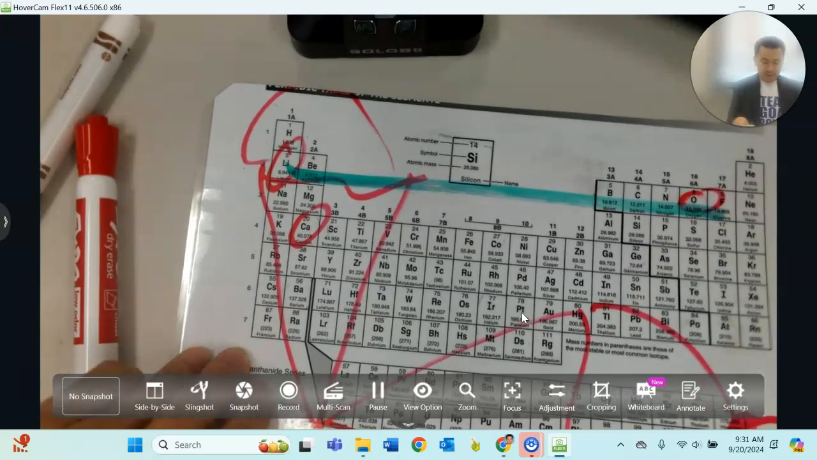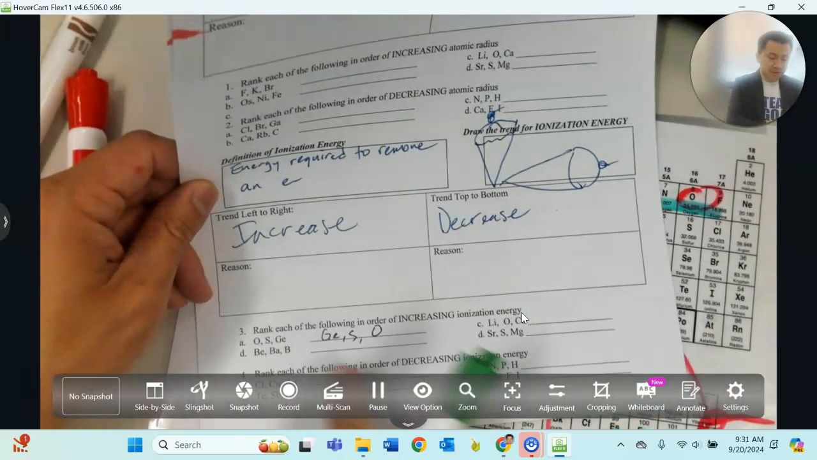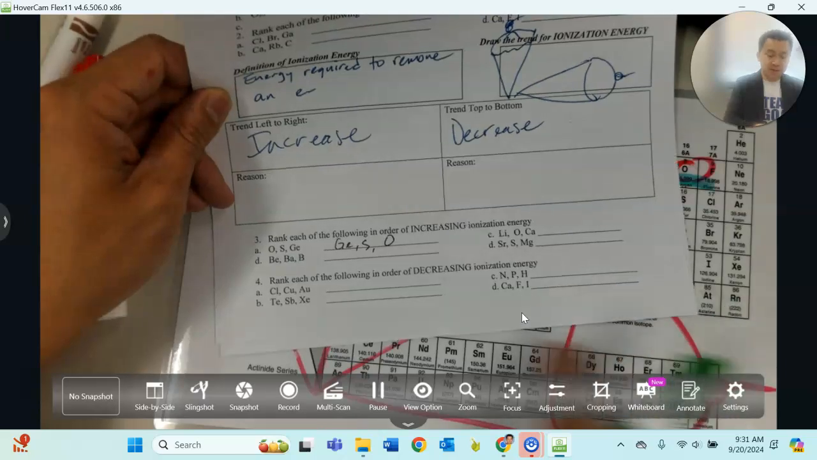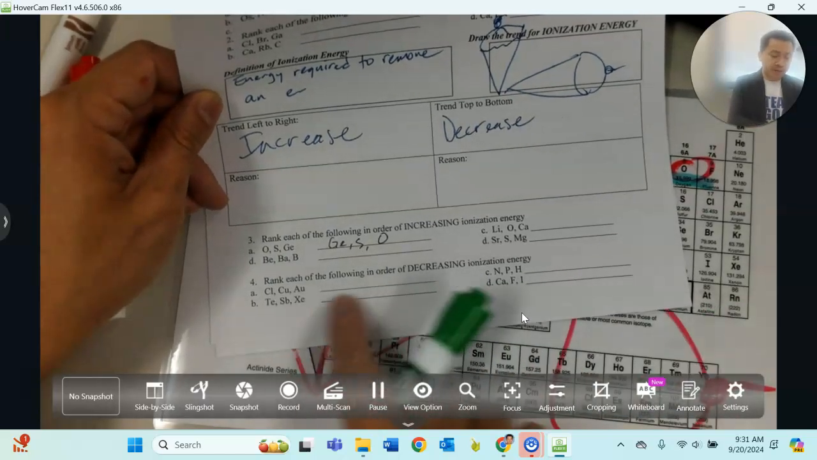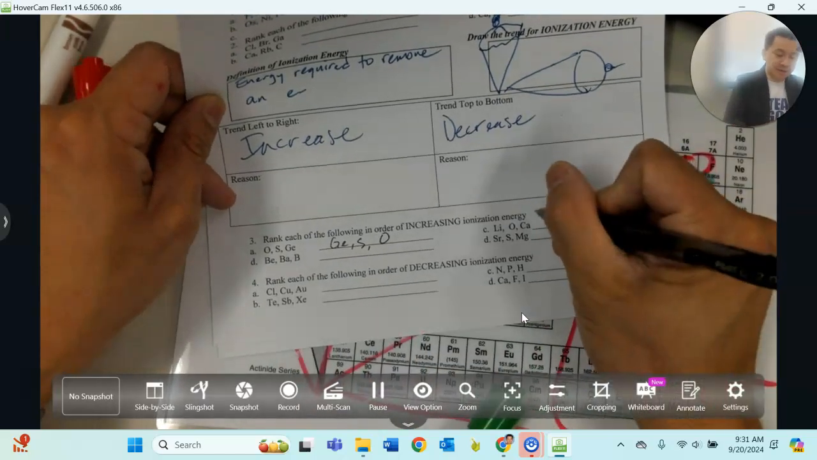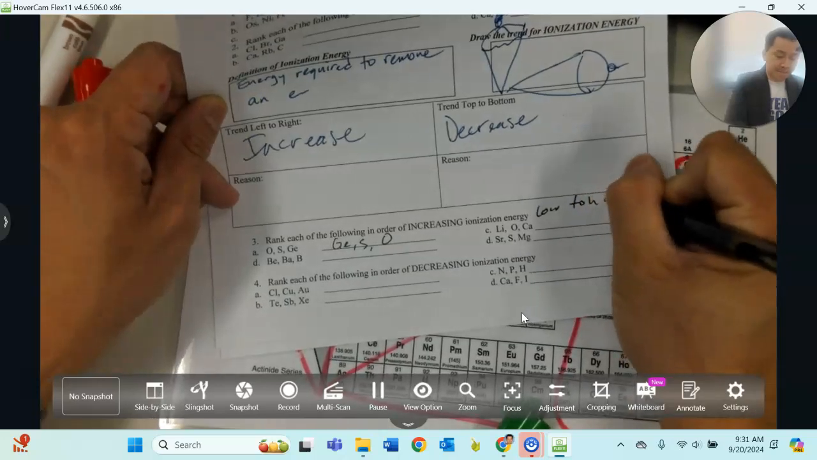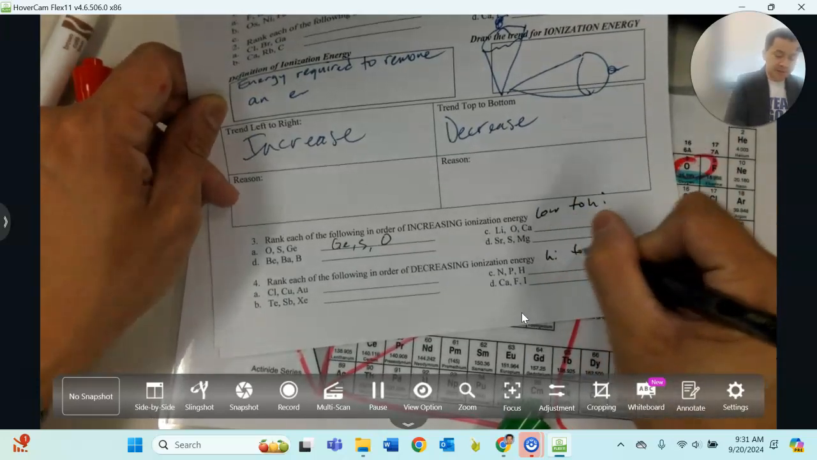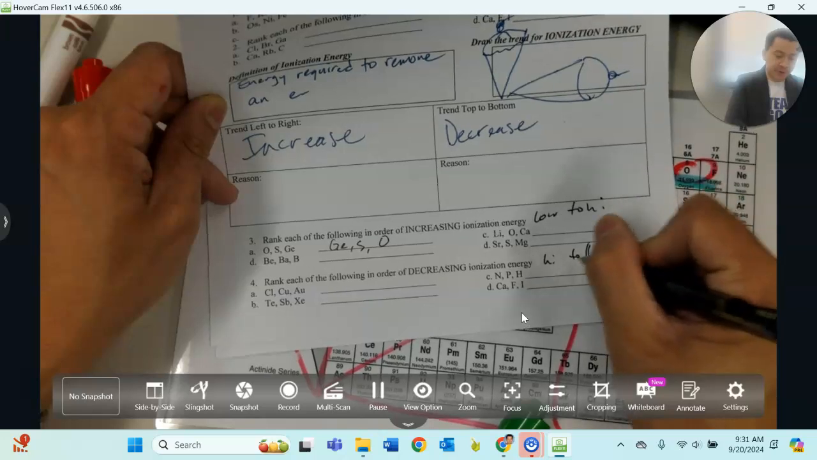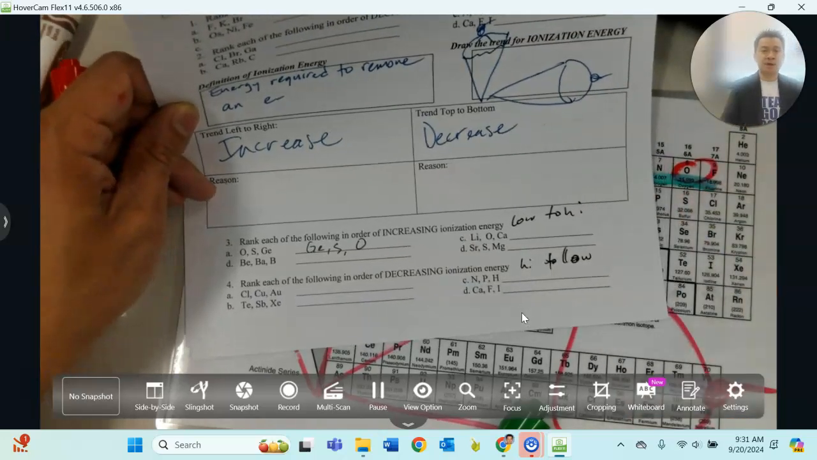Okay. So you practice on some of these. Put them in order, and then rate from decreasing. So this increasing is from low to high. Decreasing is from high to low. So be familiar with both ways. Okay. All right. So pause the video, finish this part, and then hop on to the next part of electronegativity.